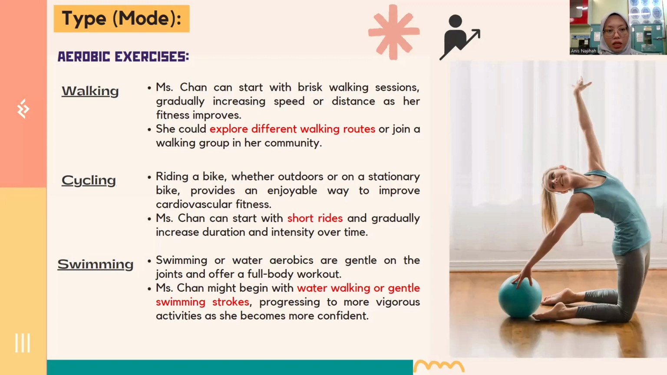The second one is cycling, where Miss Chan can ride a bike, whether outside or on a stationary bike, which provides an enjoyable way to improve her cardiovascular fitness. For example, she can start with a short ride and increase duration and intensity over time. And the next one is swimming, for example, swimming or water aerobics, which is gentle on the joints and offers a full body workout. Miss Chan can begin with water walking or gentle swimming strokes, which can progress to more vigorous activities as she becomes more confident.